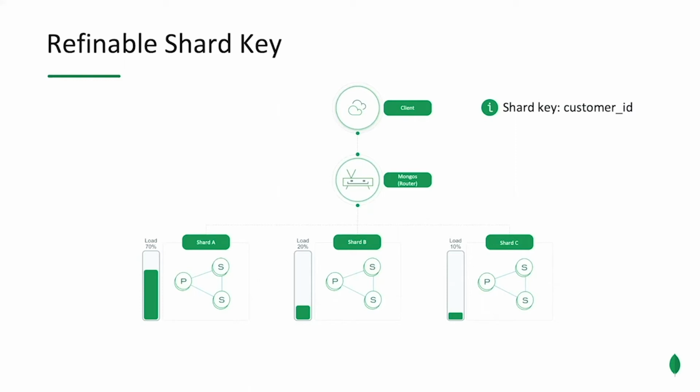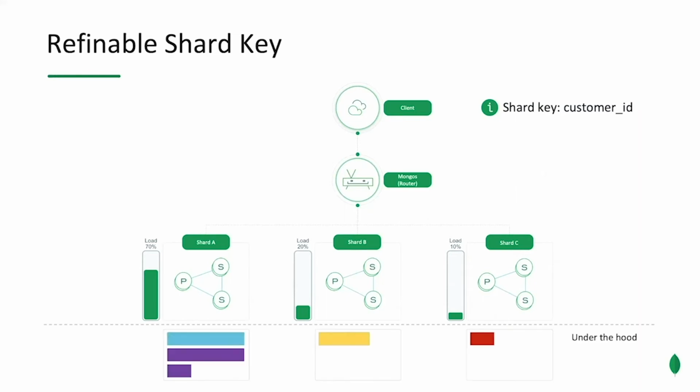Well, the shard key is used to control how data is distributed across the cluster. Get the shard key wrong and your data won't be evenly distributed, which is exactly what we're seeing here. If we look under the hood of each shard, we see that there are very large chunks of data on shard A. A chunk represents a subset of sharded data in a particular range.